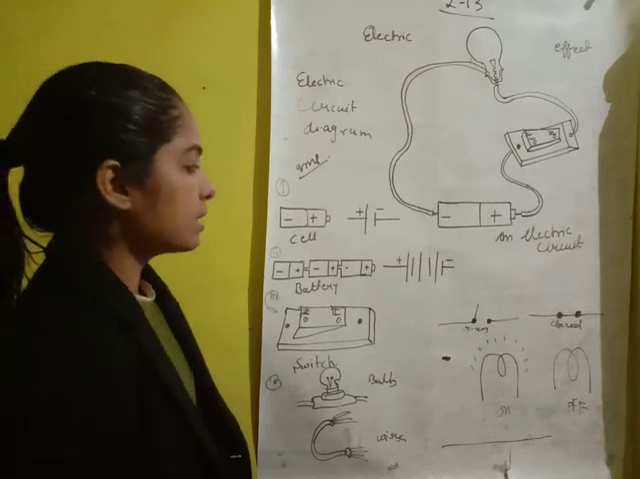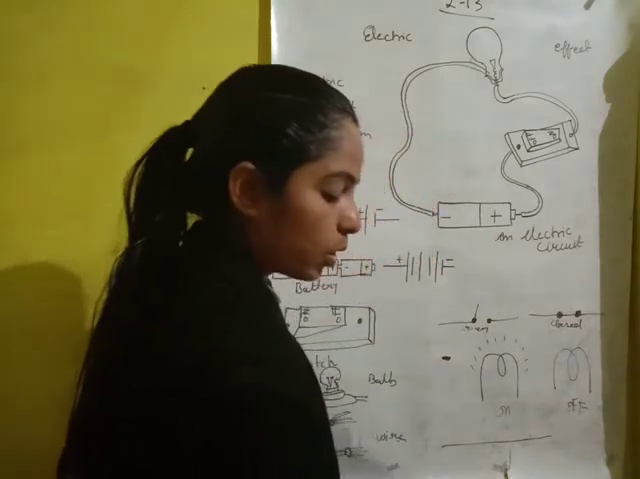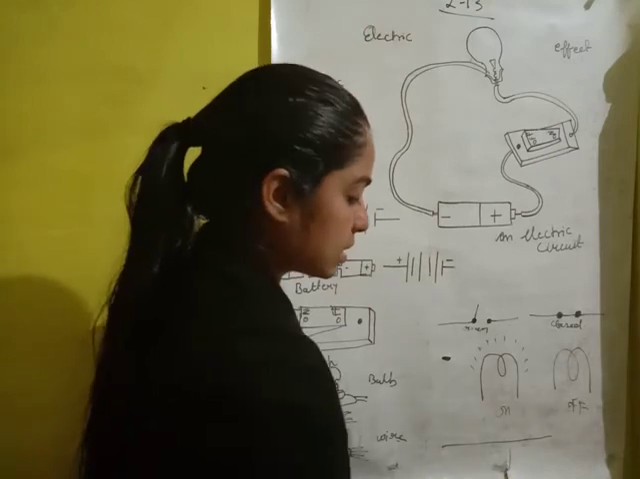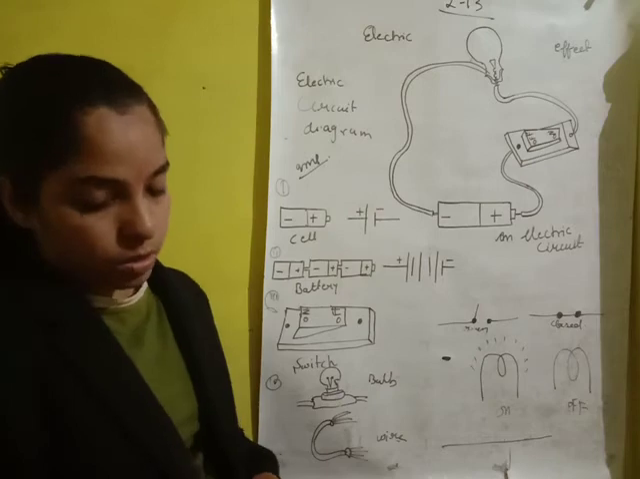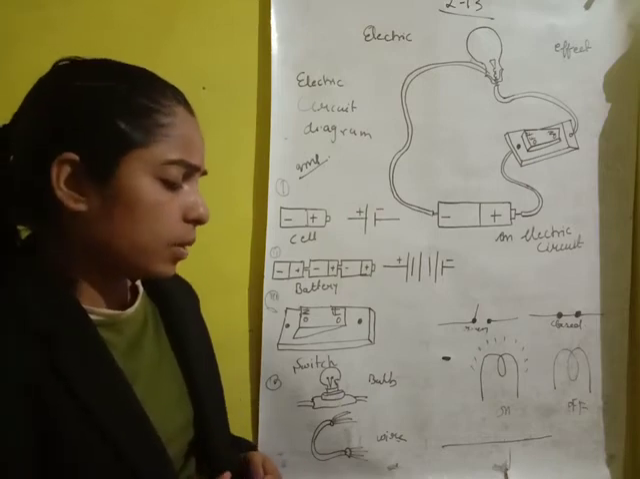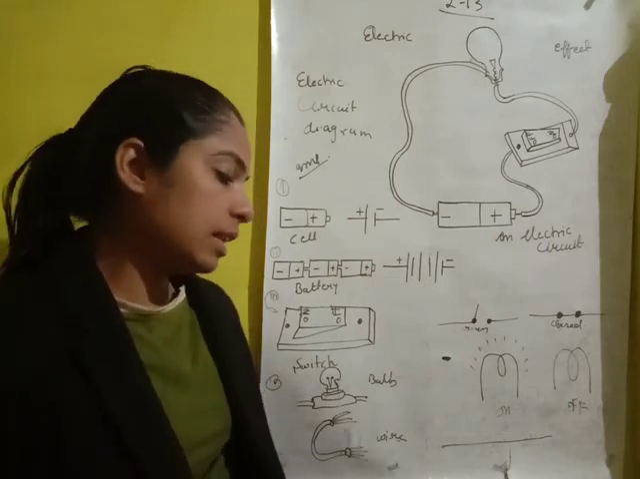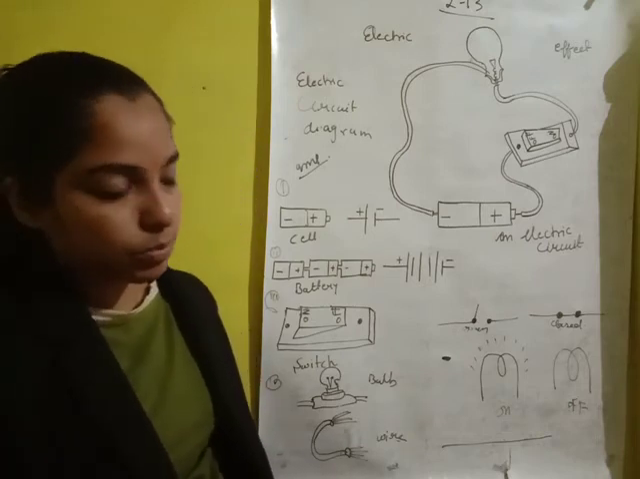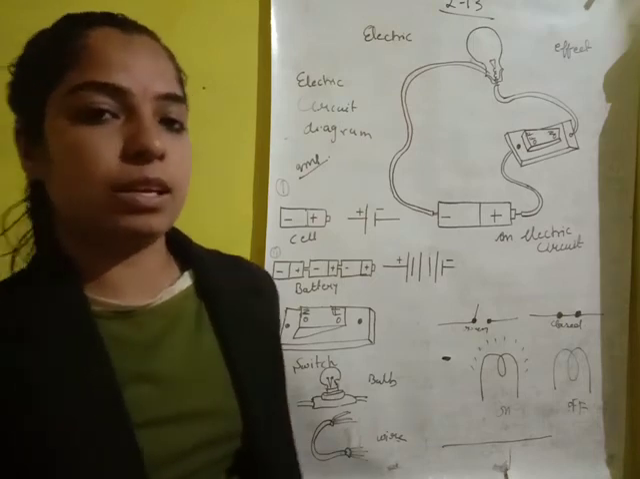You have to practice these components, and from tomorrow's class we will learn the functions of these parts of the circuit. It is not given very widely in your book, only a few details. After that we will read the heating effect of electric current, which is an important part of this chapter. This is all for today's class.